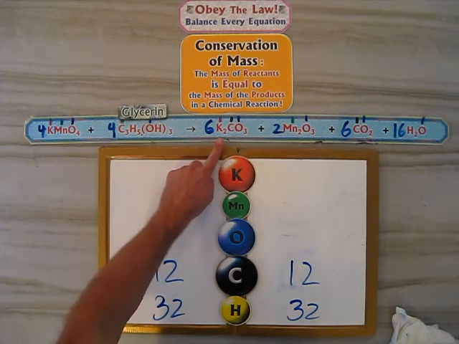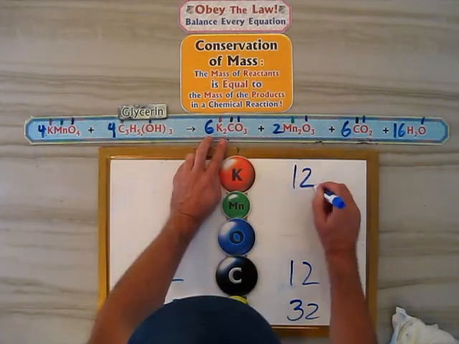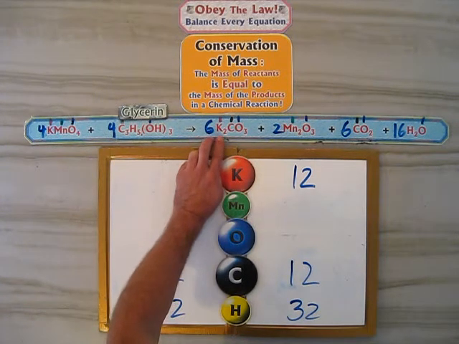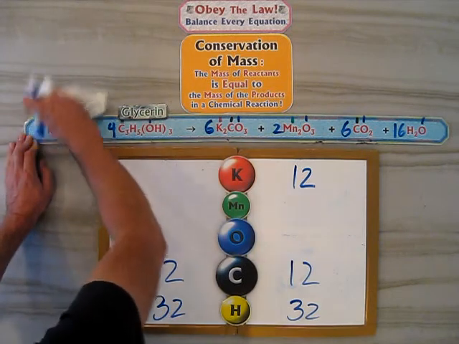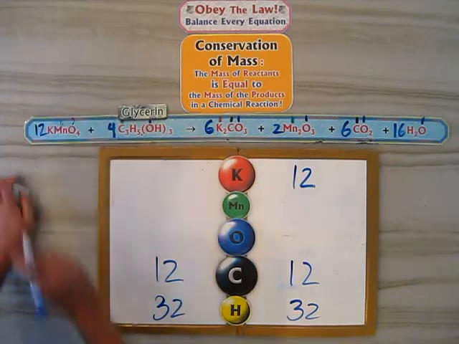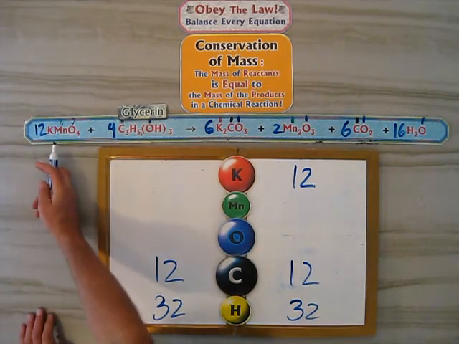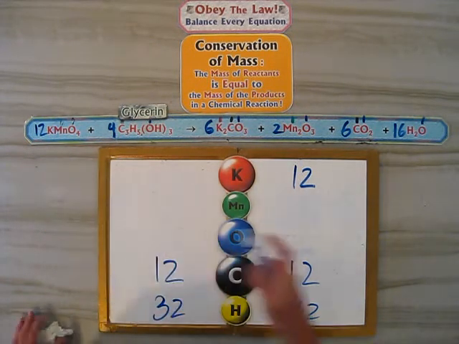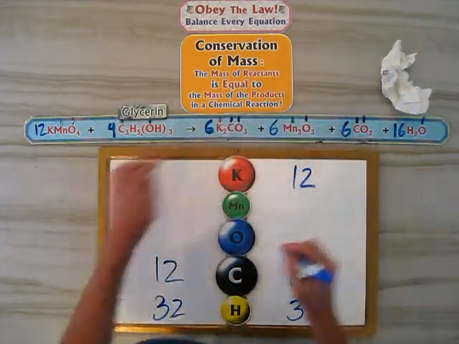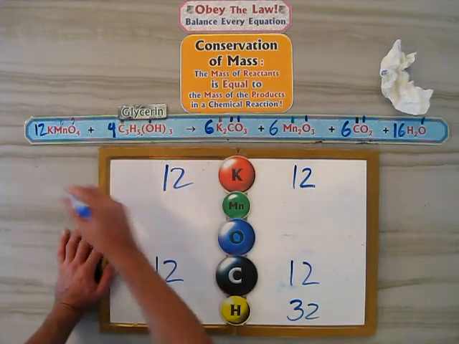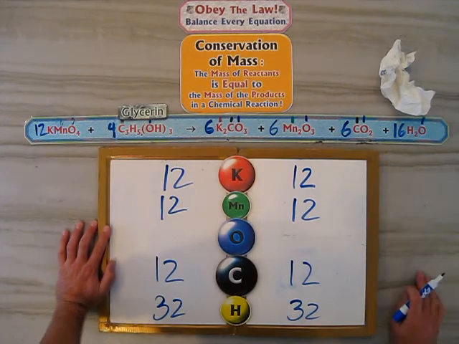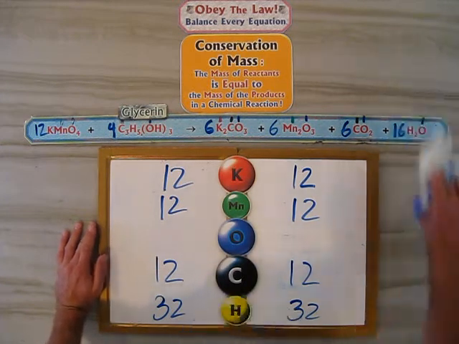So this gives me 12 potassium on this side. So how could I make this into 12 potassium? I'd have to put a 12 right here, wouldn't I? Put a 12 right here. And then that's 12 manganese. Okay. So then, if we want to have 12 manganese, well then this better be a 6 right there. So we'd have 12 potassium, 12 manganese, and 12 manganese. Lots of 12s here. And then maybe the oxygen is going to cooperate.